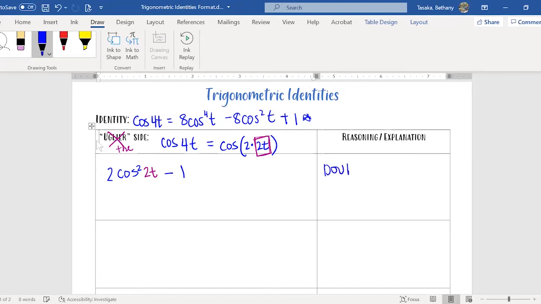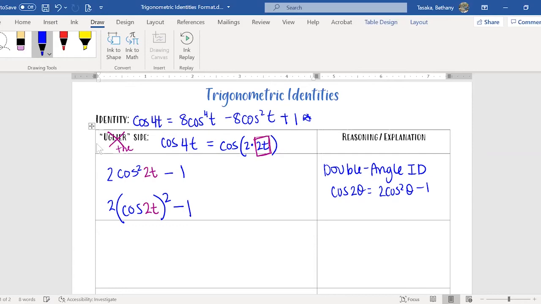This is a double angle identity. Cosine 2 theta equals 2 cosine squared theta minus 1. Okay, but do you notice we have another squared identity here? But I actually would like to rewrite this one as well. I'm going to write this as 2 parentheses cosine of that 2t quantity squared. Now, I'm still not squaring the 2t. This is not 4t squared, but it's just another way of writing cosine squared minus 1.